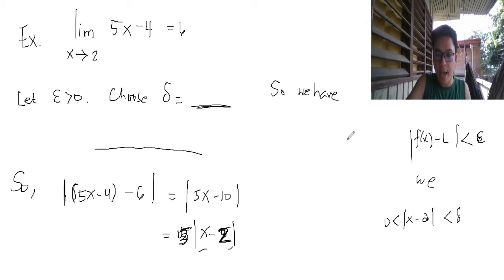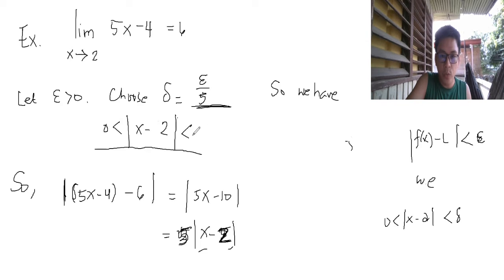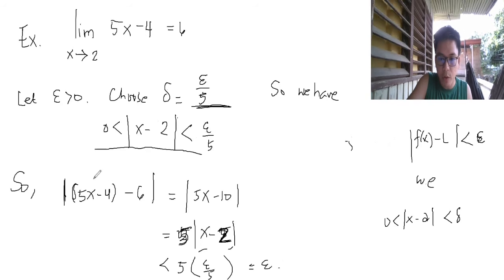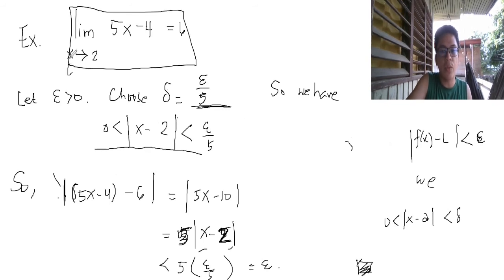Okay, so how can we end up that this is less than delta? So that's 5 times delta, which should be less than epsilon. So we need to assume that our delta is equal to epsilon over 5. So that this becomes 0 < |x minus 2| < delta, which is epsilon over 5. So therefore, this |x minus 2| is less than 5 times epsilon over 5, and this is equal to epsilon. So therefore, this thing here is less than epsilon, and so this claim is true.